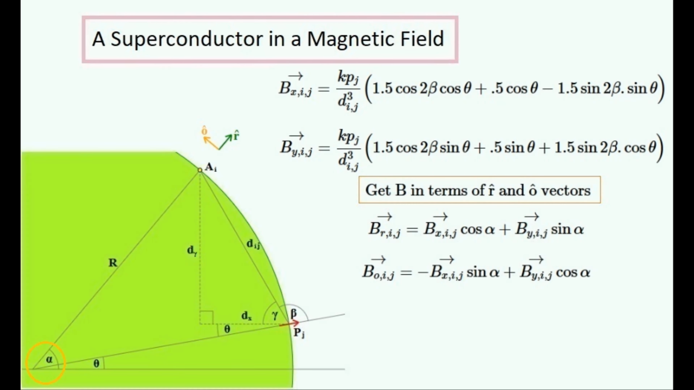I want to express this magnetic field in terms of r and o unit vectors, that is, unit vectors that are perpendicular to and tangential to the surface of the material, and I'll do it by multiplying these above values of b by the cosine and sines of the middle angle alpha. I want to do this so that I can express a dipole in terms of the unit normal and unit tangent of the surface of the superconductor, which seems to be the best way of describing them.